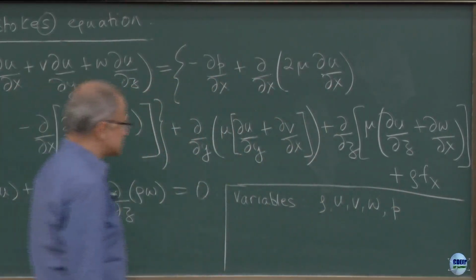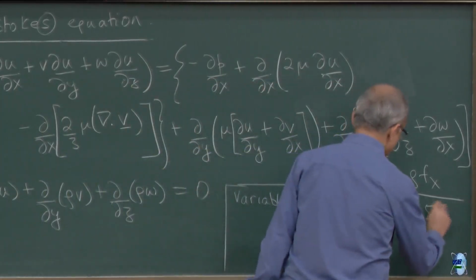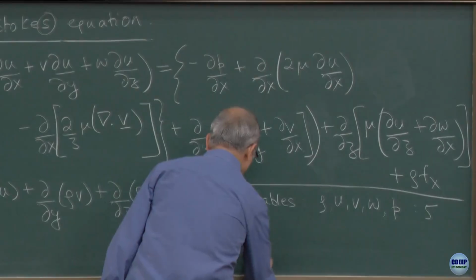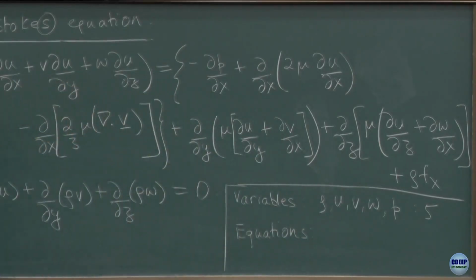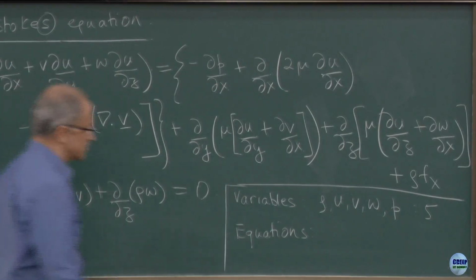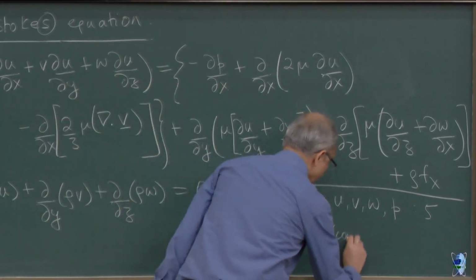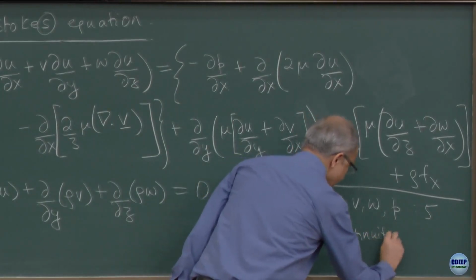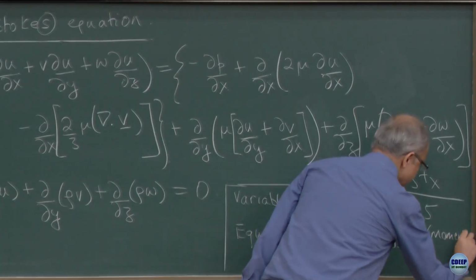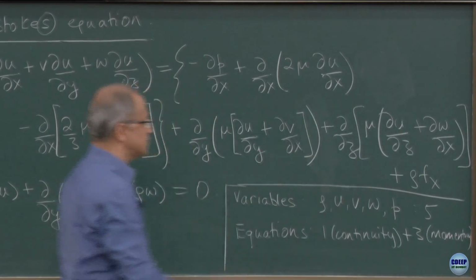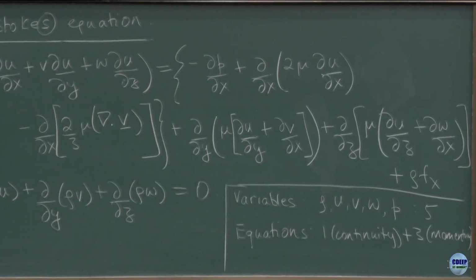So we have 5 variables, and what are our equations? We have already talked about one continuity, 3 momentum equations. So we have 4. Now what else do we have here? We are still short of one equation. So what is that equation now?